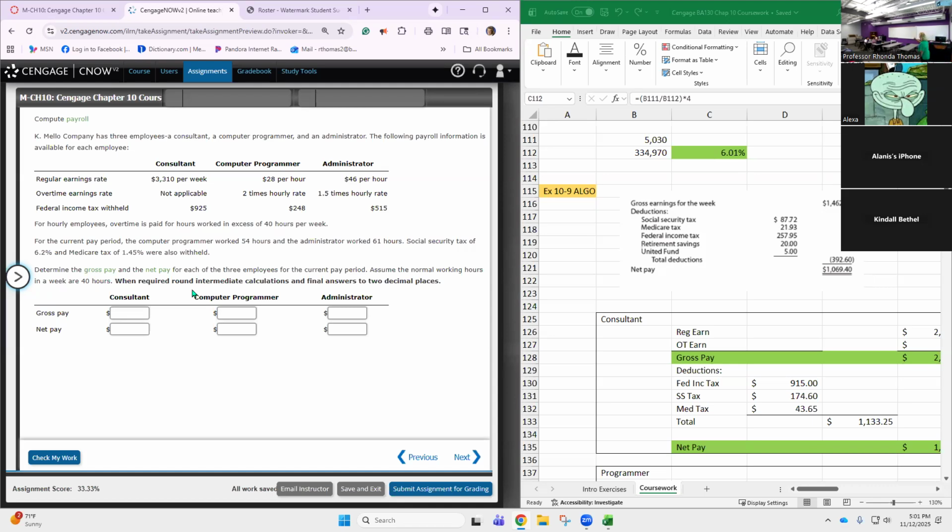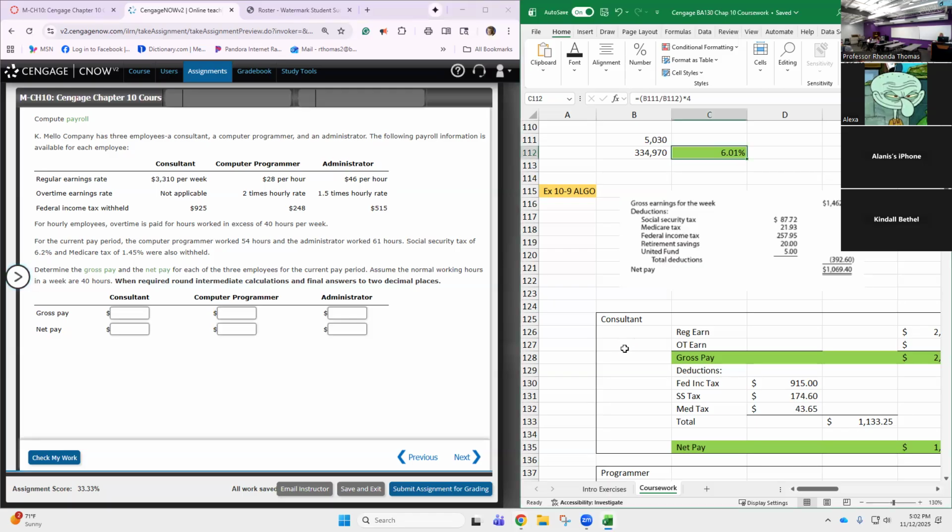We'll see one called Social Security payable, one called Medicare payable, one called federal income tax payable, and so forth. All of those things being deducted from employee paychecks are not the business's money, so they're going to put it in a liability and send it on to the taxing authority when it comes time. Is everybody okay with that? All right, let's go through this. We've got three different employees here: a consultant, a computer programmer, and an administrator.